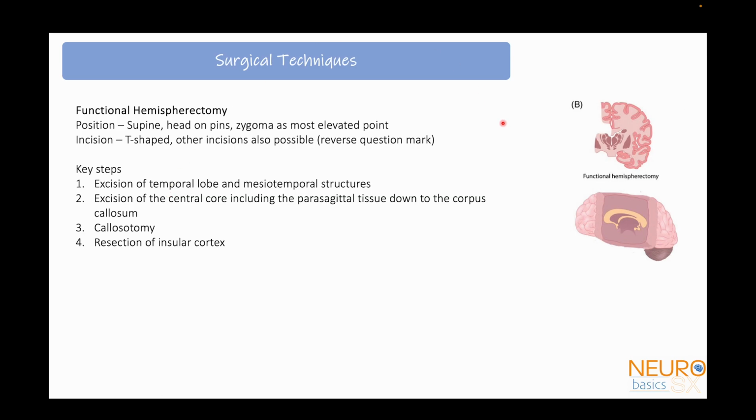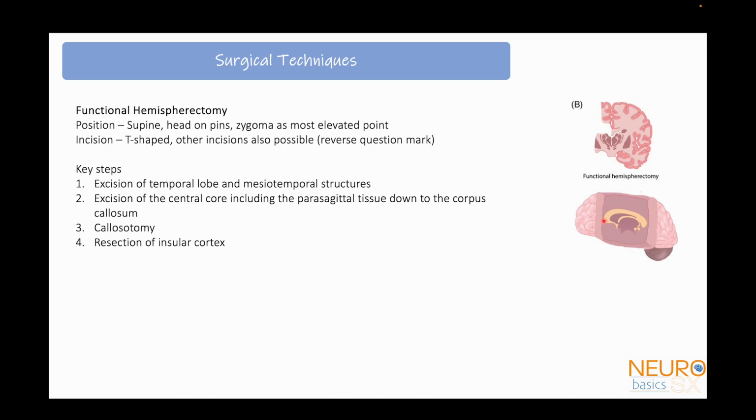Following that, you have to remove the central core, or the central cortex, and the parietal tissue all the way down to the corpus callosum over here. Following which a callosotomy is done. So the callosum is divided from all the way anterior to all the way posterior, from up till the anterior commissure here, all the way posterior to the splenium. The callosum has to be divided.